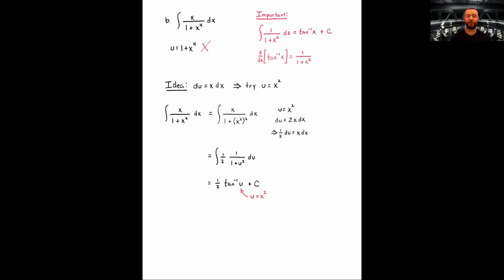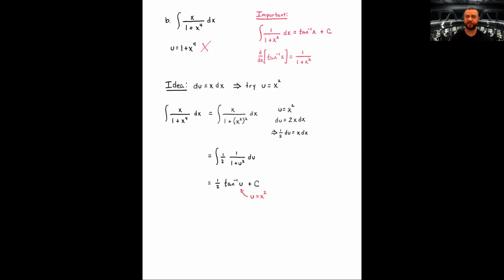And aside from that factor of 1/2, this is the basic function that has inverse tangent as its antiderivative. We have it stated in the upper right corner where x is the variable, as the integral of 1 divided by 1 plus x squared dx. But here, midway through the problem, we have the integral of 1 divided by 1 plus u squared du. So we make use of that basic antiderivative. Here we get inverse tangent of u instead of inverse tangent of x.